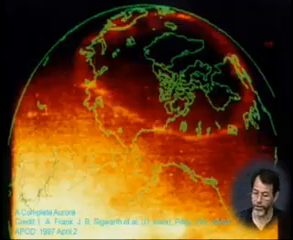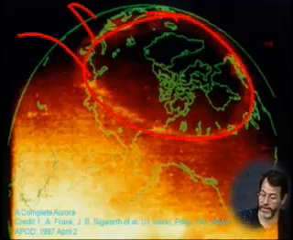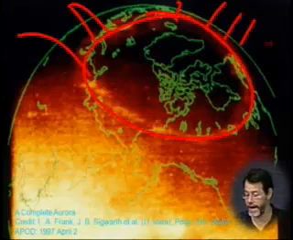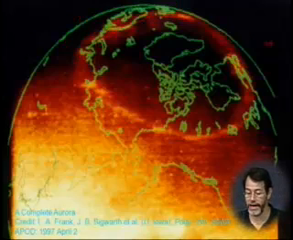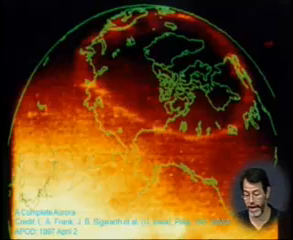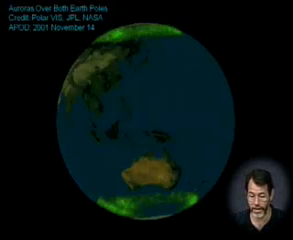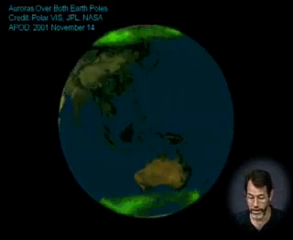Auroras usually come in rings. Charged particles fall toward the Earth and are channeled along magnetic field lines, because it's hard to go against the magnetic field. It's free to fall along the magnetic field, so the magnetic field acts as a funnel and a channel. Here we see auroras over both of Earth's poles, taken by the Polar satellite.